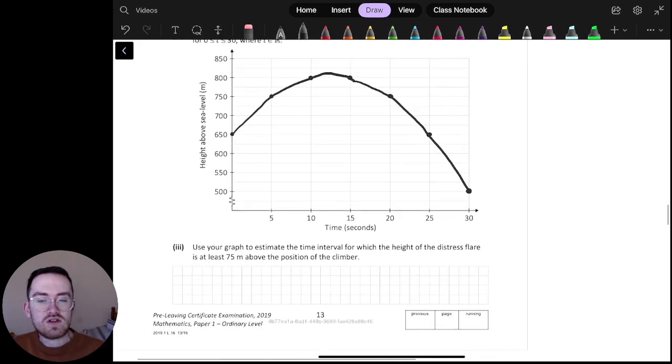We're asked to use the graph to estimate the time interval for which the height is at least 75 meters above the position of the climber.